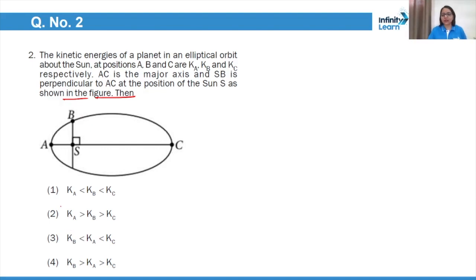So when the planet is closer to the sun, it moves faster, right? It is closest at point A and it is farthest at point C. So its velocity at point A will be more as compared to velocity at point C. So if velocity at point A is greater than at B, which is greater than at C, then kinetic energy, which is half mv square, will be greater at A, then B, then at C. So the correct answer is option 2.